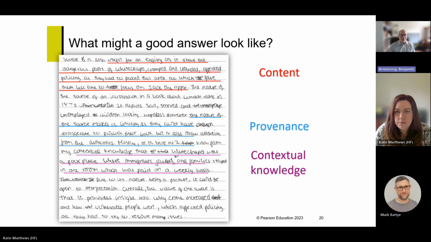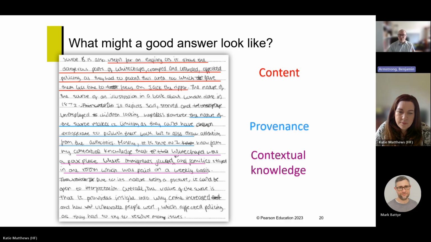And then in pink, we have contextual knowledge. Some students think they have to write loads and loads of contextual knowledge, but that's not the case. Here they've said, I know from my contextual knowledge that Whitechapel was a poor place where immigrants flocked and families stayed in one room, which was paid on a weekly basis. And they link that at the start of the sentence to saying the source is true. So they're using their knowledge to suggest that this is a useful piece of information because their knowledge supports what the source says. So in this answer, the student has done all three things.